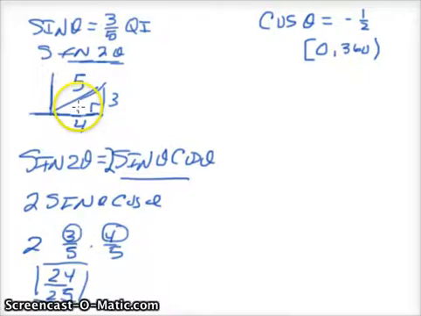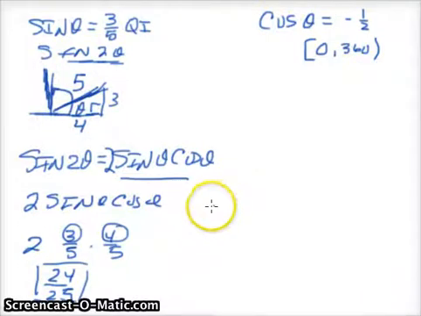Now remember, this is theta, so it's asking for the sine of twice theta, whatever that is. This big angle here would be 2 theta. All right, so that's one type of problem that you should be able to do, and there are other versions of that.